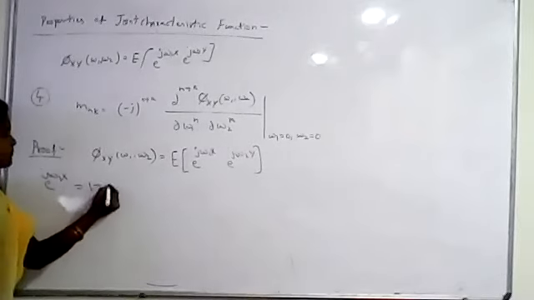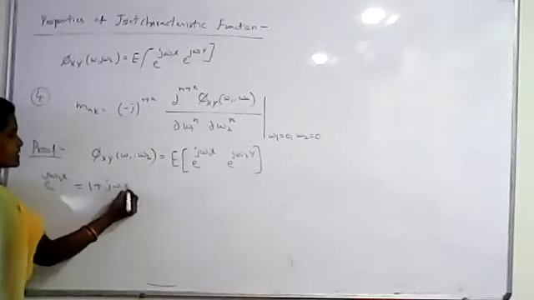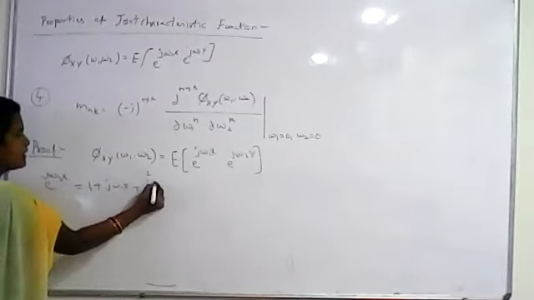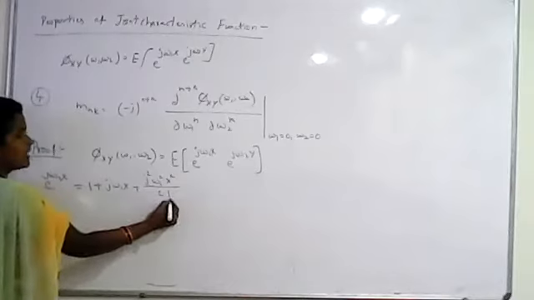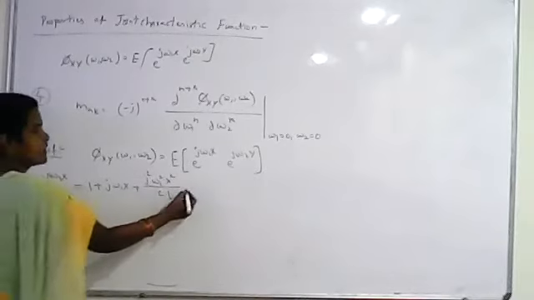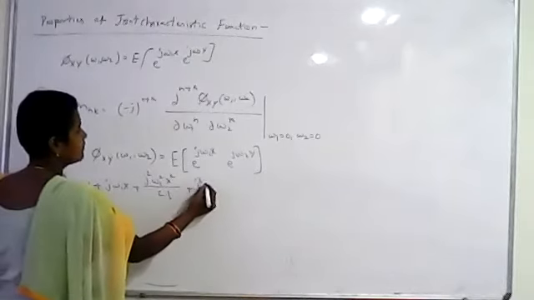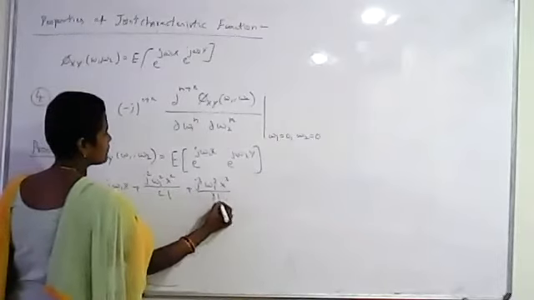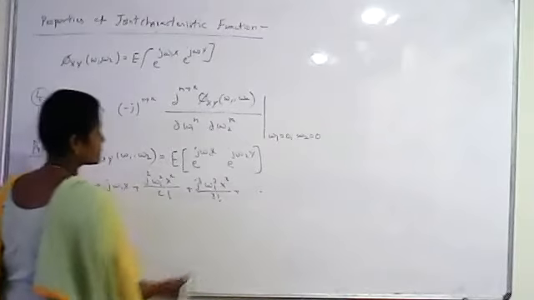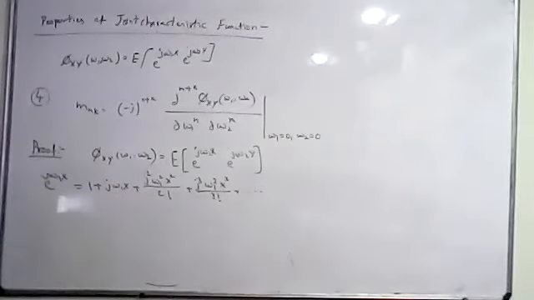It can be written as 1 plus j omega 1 x, plus j square omega 1 square x square by 2 factorial, plus j cube omega 1 cube x cube by 3 factorial, plus so on. Like this we can expand e power j omega 1 x in terms of series expansion.